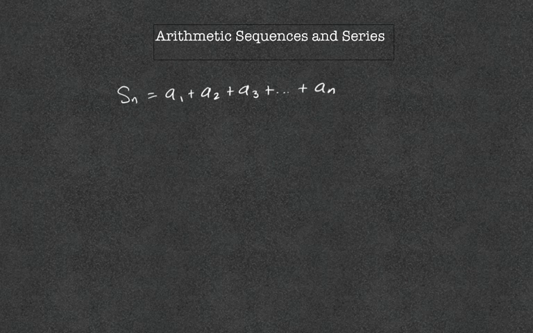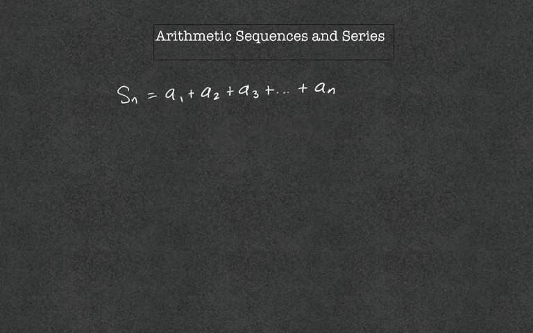In a sequence like 1 plus 3 plus 5 plus 9, the sequence 1, 3, 5, 9 corresponds to an arithmetic sequence, but adding the terms together corresponds to the arithmetic series. Now, you can have partial sums.